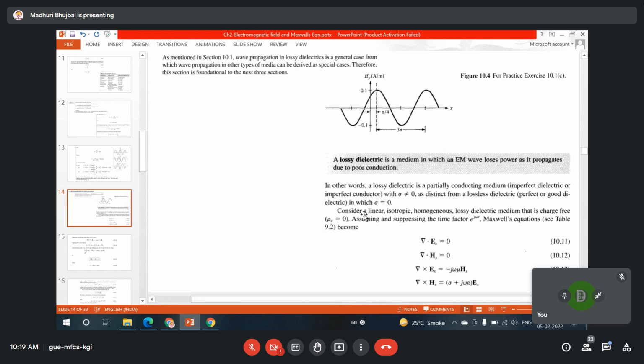चार्ज फ्री बोल रहे हो मतलब वॉल्यूम चार्ज डेंसिटी को हम लोग जीरो assume कर रहे हैं. So that is called charge free. तो हम लोग ये assume कर रहे हैं कि ये जो वेव प्रोपोगेट होने वाला है वो ऐसे मीडियम में प्रोपोगेट हो रहा है जहाँ पे कोई चार्जेस available नहीं है. Okay, so that is the charge free region and it is given by rho v is equal to 0. So this is the assumption.